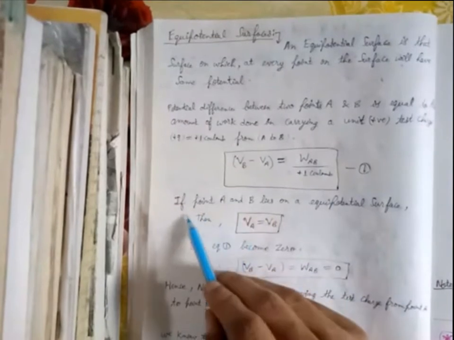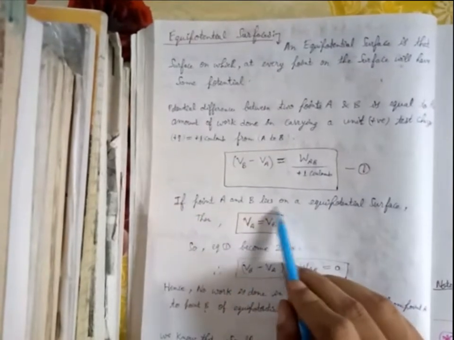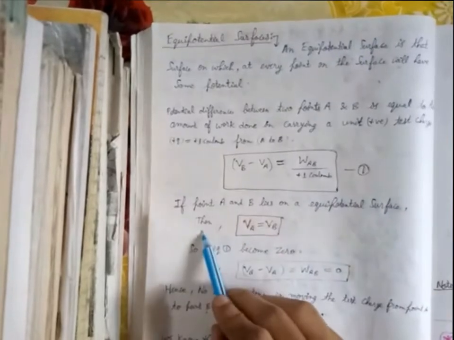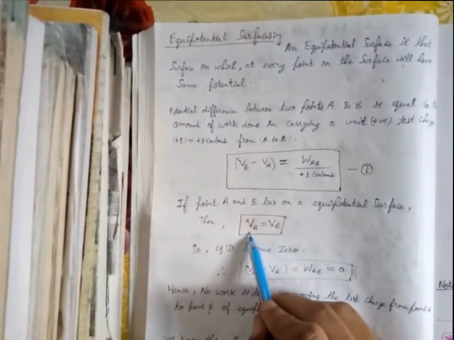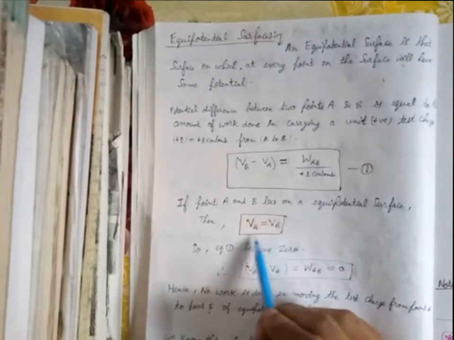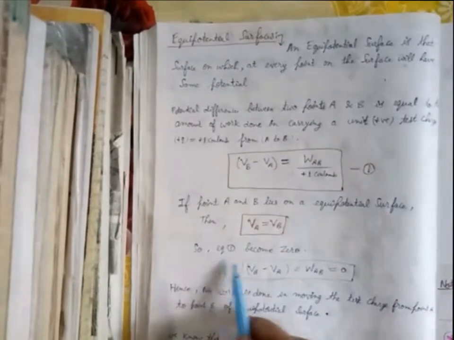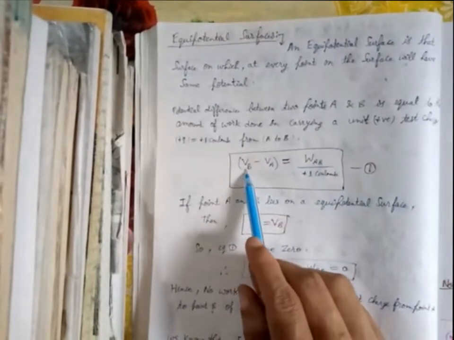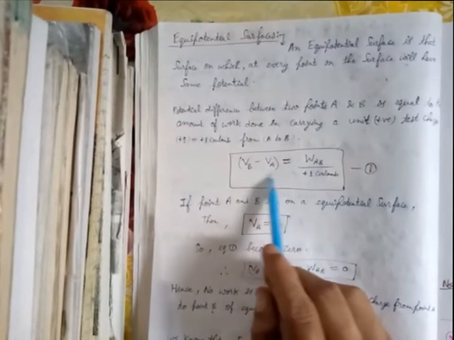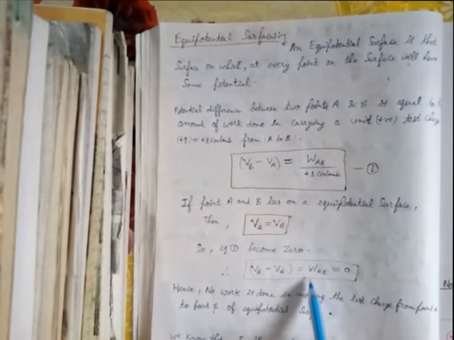So here, if point A and point B lie on the equipotential surface, then the potential of point A will be equal to the potential of point B. That means VA is equal to VB. So equation 1 will become 0, because VB and VA have the same potential. So VB minus VA is equal to the work done from A to B, that is equal to 0. So no work is done in moving the test charge from point A to point B on an equipotential surface.